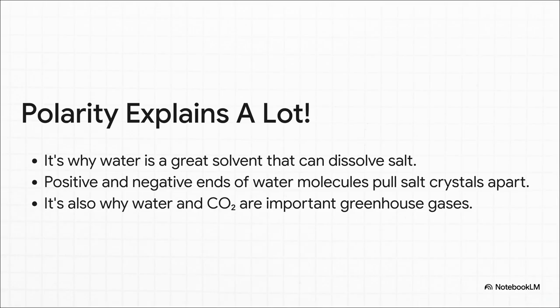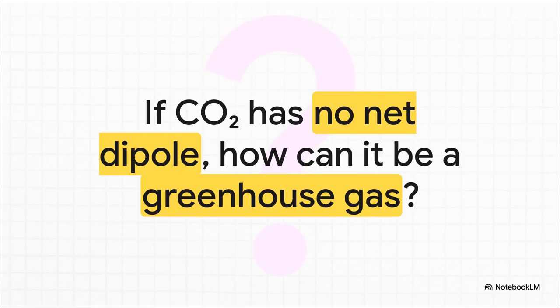And, fascinatingly, this idea of polarity is also connected to why both water and carbon dioxide are such important greenhouse gases. But hold on, that leaves us with one last really interesting puzzle. We just established that CO2 is nonpolar. It has no net dipole. Yet, for a molecule to be a greenhouse gas, it has to be able to absorb infrared energy from the sun, which requires a changing dipole. So, how can nonpolar carbon dioxide do that?